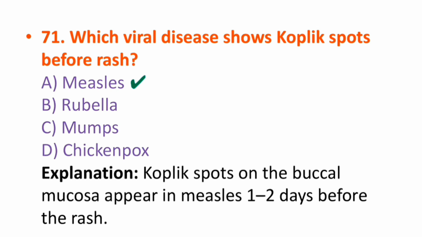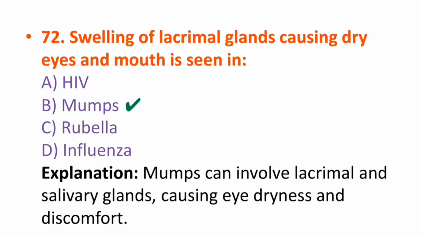Which viral disease shows Koplik spots before rash? Option A, measles; option B, rubella; option C, mumps; option D, chickenpox. The correct answer is option A, measles. Koplik spots on the buccal mucosa appear in measles 1 to 2 days before the rash. The virus that shows Koplik spots before rash is measles.